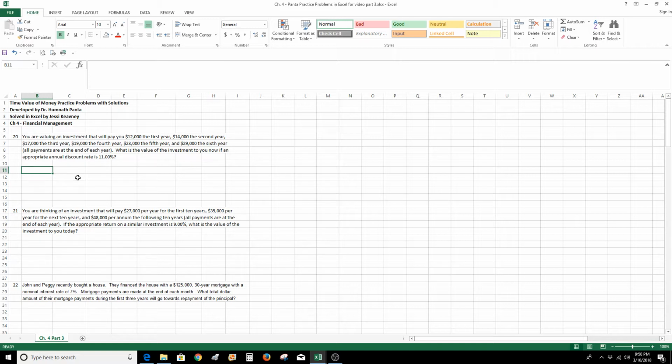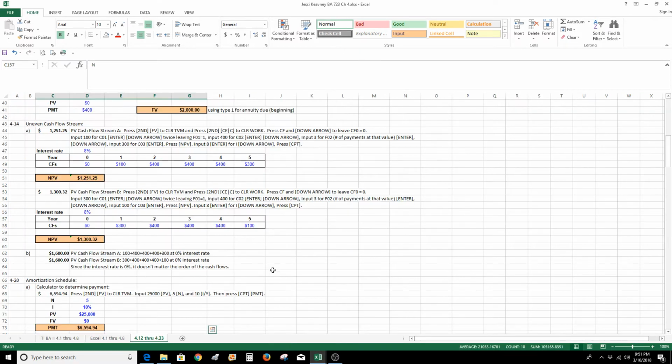It asks, you are valuing an investment that will pay you $12,000 the first year, $14,000 the second year, $17,000 the third year, $19,000 the fourth year, $23,000 the fifth year, and $29,000 the sixth year. All payments are at the end of each year. What is the value of the investment to you now if an appropriate annual discount rate is 11%?